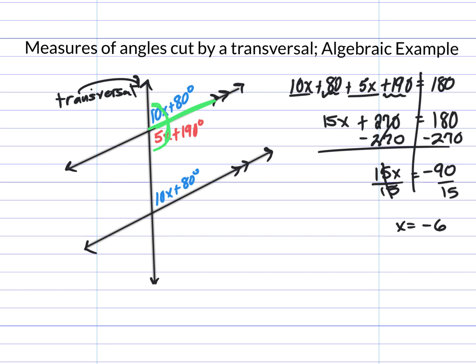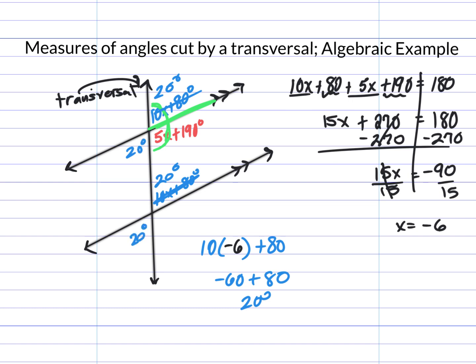So if x is negative 6, let's find our blue angle. 10 parentheses, and I'm substituting in my value for x, plus 80. 10 times negative 6 is negative 60, and negative 60 plus 80 is 20 degrees. Now, you have to use your imagination a little bit because I don't think that angle looks quite like it's 20 degrees, but that's what the numbers say. So we got 20 degrees here. Now, that means this is also 20 degrees. And we can use our knowledge of vertical angles to also say that those angles are 20 degrees.